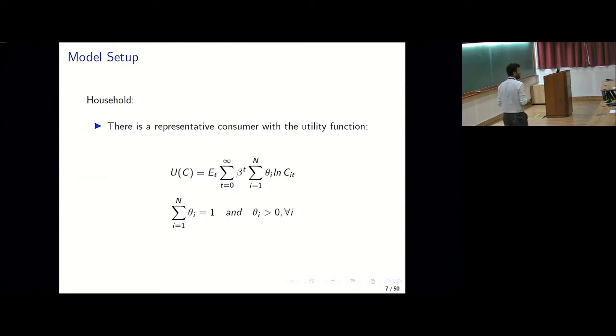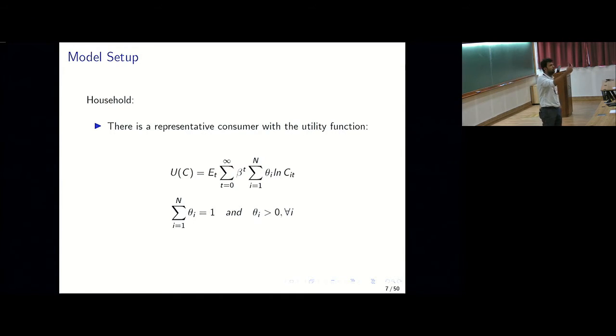a production network setting. In this case, we have a household side. The household is a representative consumer, which economists generally mean that there is a single agent in the economy who is going to do all the consumption. This single consumer is going to derive some utility by consuming C_it goods. So it's consumption of the ith good in the tth period. It's the most simple way to represent it.